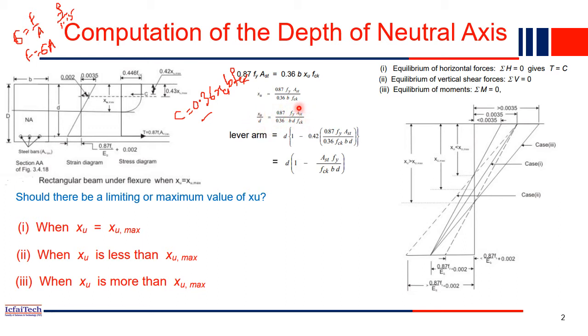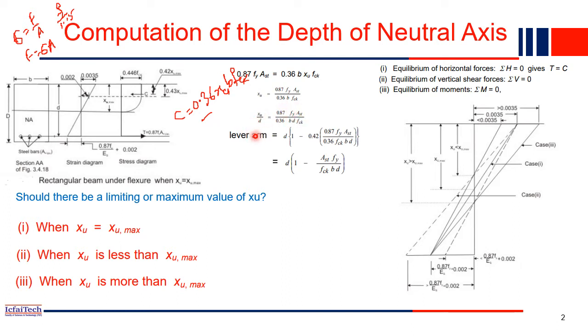This is the expression. Now you may ask why we are finding Xu by d. I mean, Xu is fine here, right? Then why did we divide it? Because d is the effective depth. The total depth, capital D, minus clear cover, I mentioned in the last lecture what clear cover is, gives you the effective depth, small d. So always we try to express it as a ratio, the depth of the neutral axis by the effective depth.